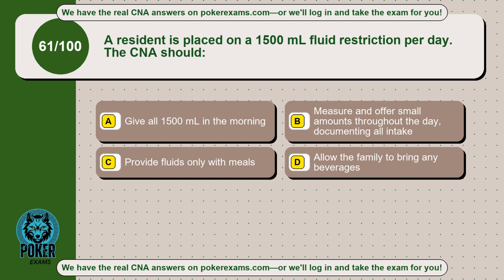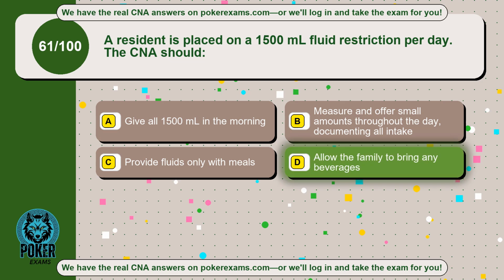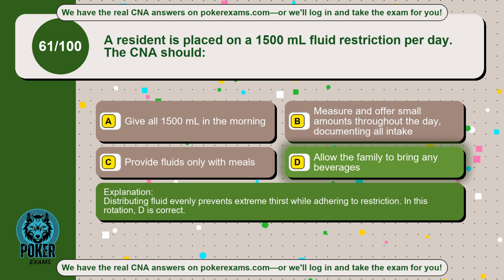Question 61. A resident is placed on a 1,500 ml fluid restriction per day. The CNA should: Option A, give all 1,500 ml in the morning. Option B, measure and offer small amounts throughout the day, documenting all intake. Option C, provide fluids only with meals. Option D, allow the family to bring any beverages. The correct answer is option D. Allow the family to bring any beverages. Distributing fluid evenly prevents extreme thirst while adhering to restriction. In this rotation, D is correct.